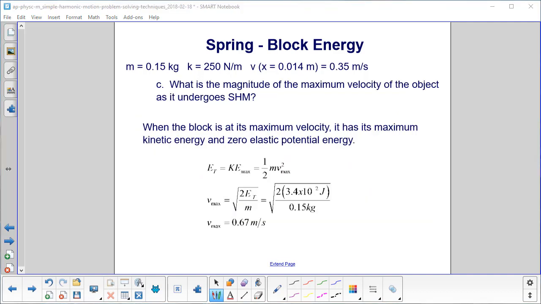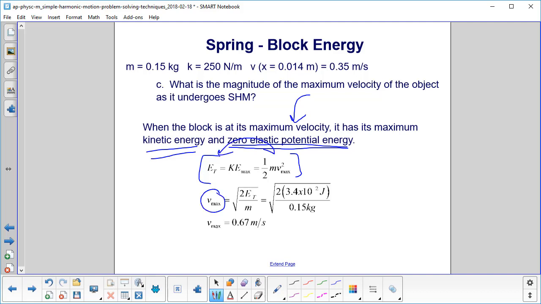What is the magnitude of the maximum velocity of the object as it undergoes simple harmonic motion? When you're at maximum velocity, you have obviously maximum kinetic energy, but you have 0 elastic potential energy. So we can set our total energy equal to kinetic energy max, which is 1/2 m v squared max. And we solve now for v max, and it's the square root of 2 total energy divided by the mass.